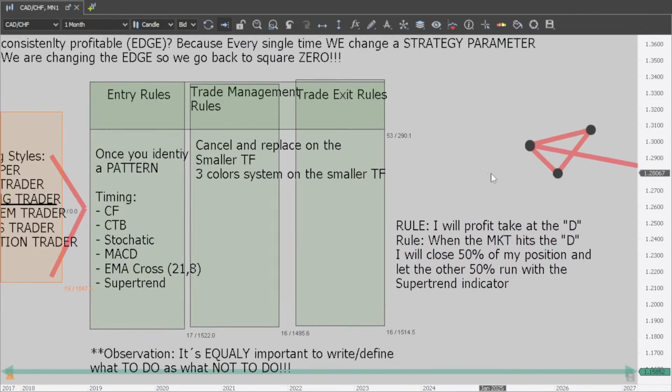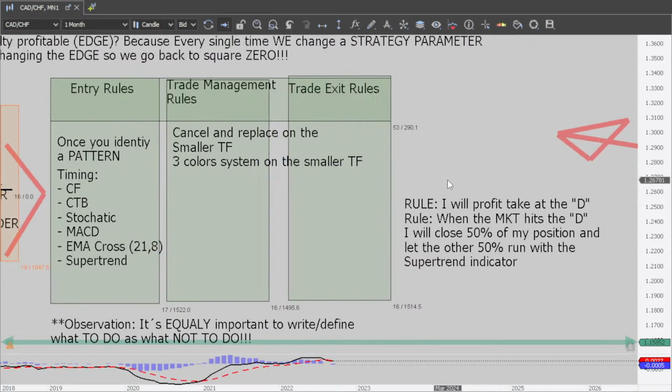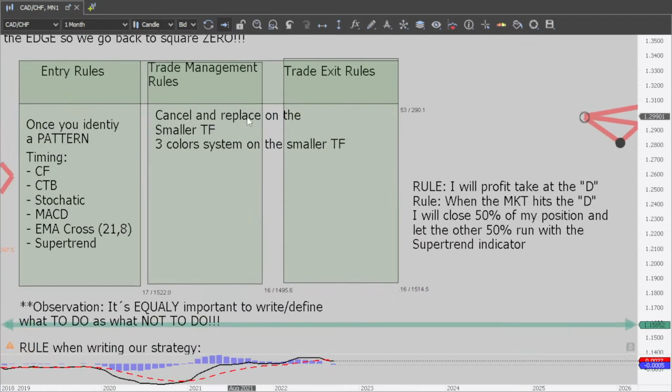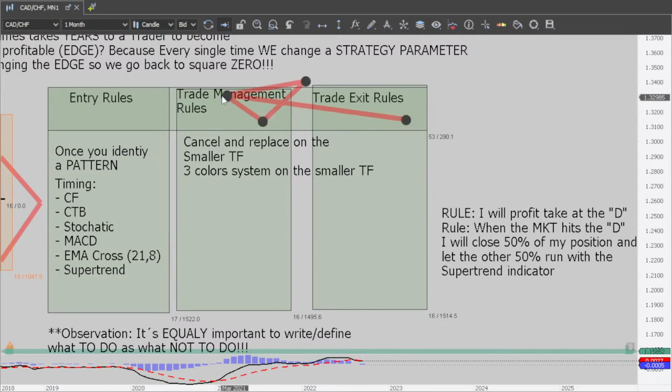So we talked about, everybody, entries, right? We talked about entries for 1-2 lessons. We talked about trade management. We gave you a few examples.